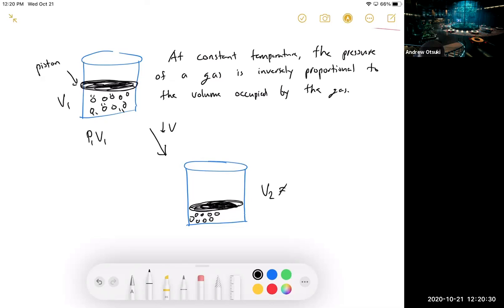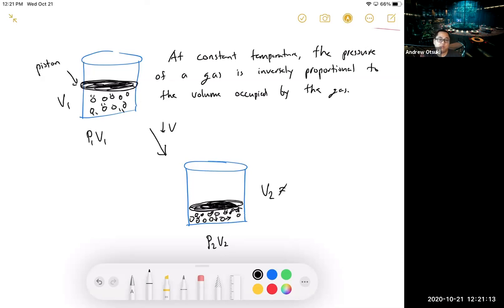Now the gas particles will move much faster. It's very hard to sketch this, but say there are arrows of the gas particles moving faster. So when I decrease the volume, in order to maintain that same relationship, remember P2 V2 equals P1 V1, my pressure must increase if my volume decreases.